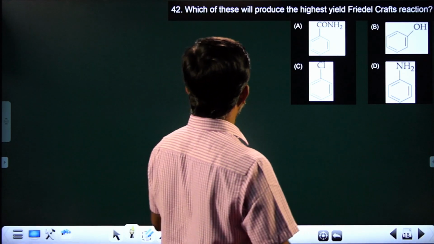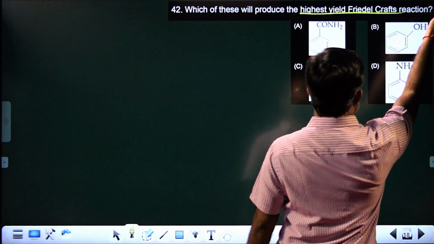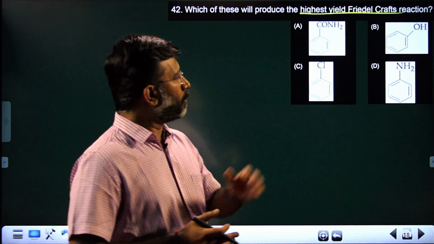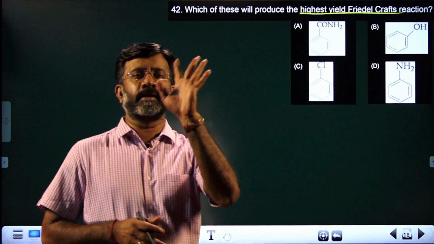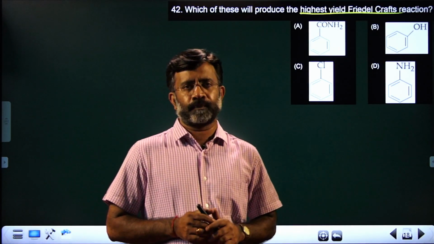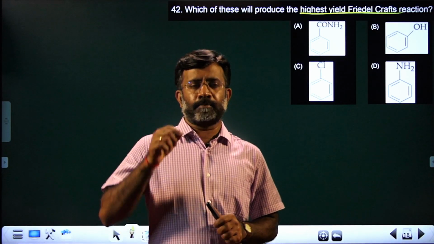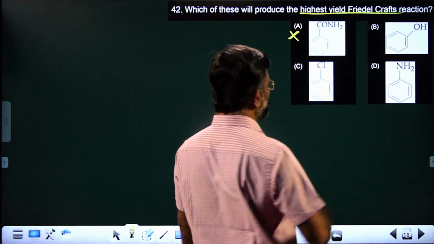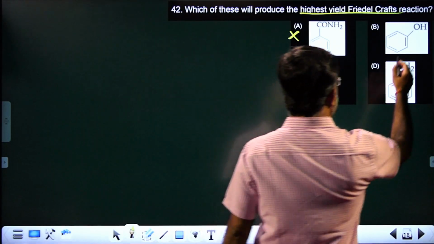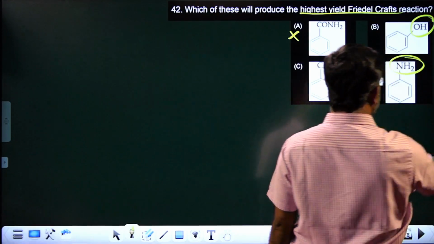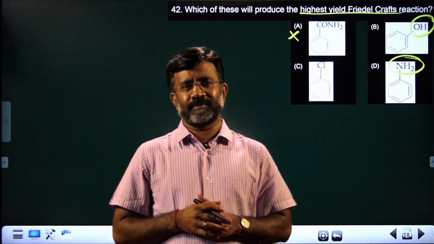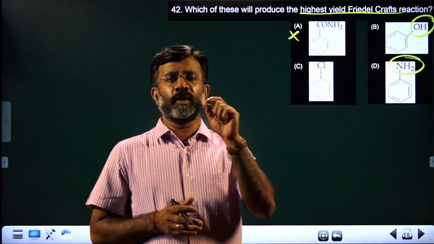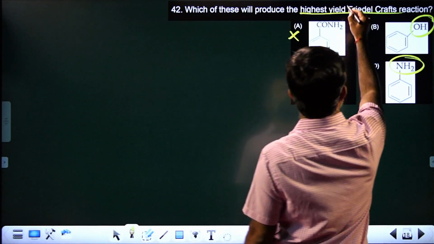So the answer must be the highest yield of the Friedel-Crafts reaction. Friedel-Crafts is an electrophilic substitution reaction. So B and D have activating groups, the OH group and NH2 group. But the problem here is they are out of the game. Although they are highly activating groups, they have a high sensitivity with the Lewis acid involved in Friedel-Crafts reaction.